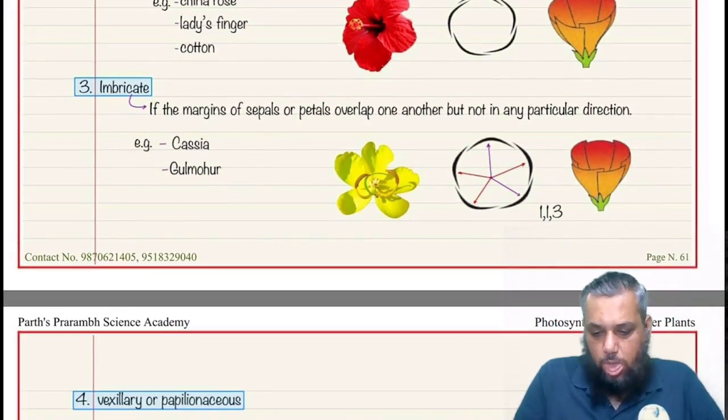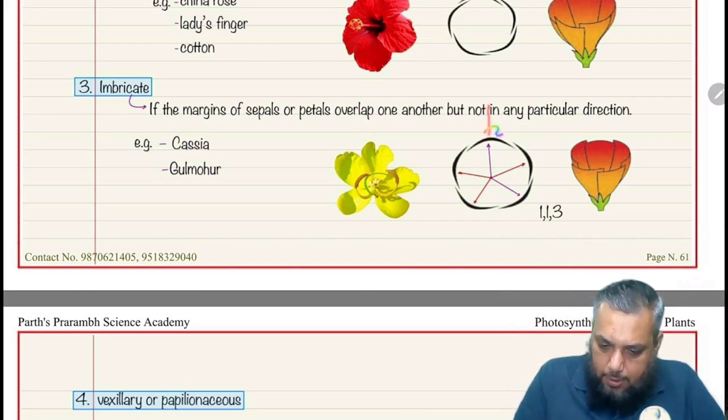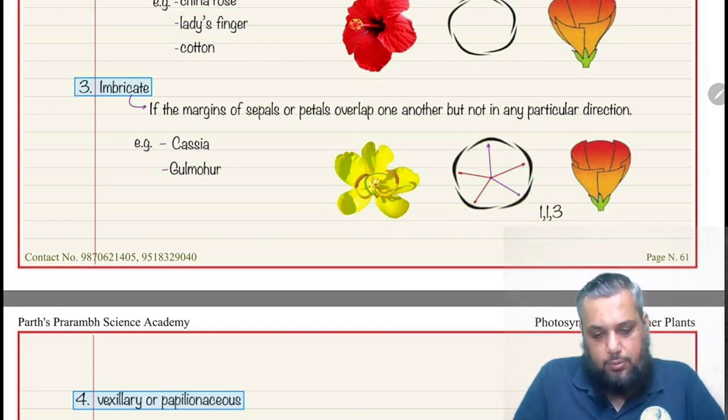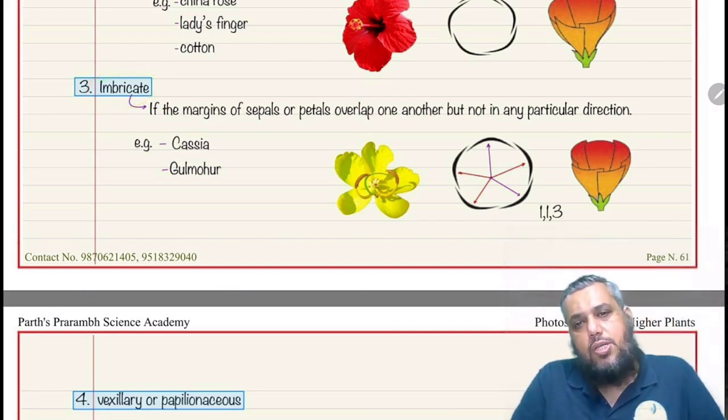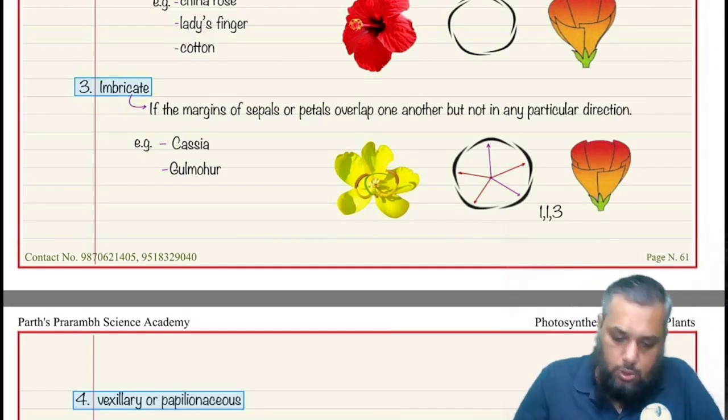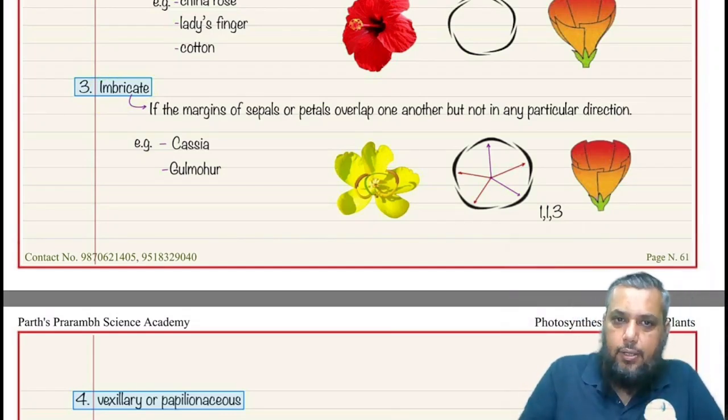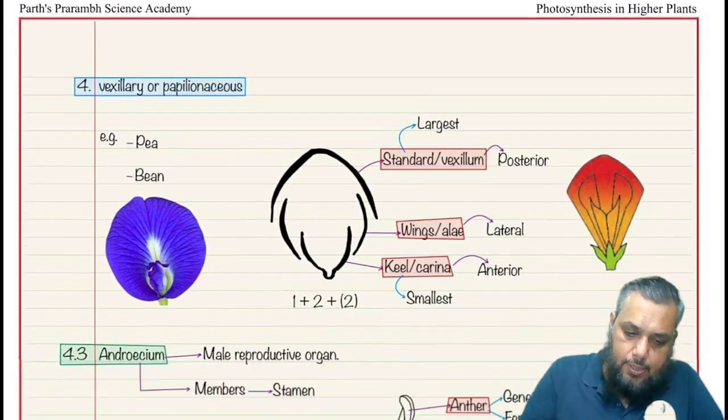Now look at this. What we observe over here is there is one sepal or petal which has been overlapped. So let us call it the inner one. Whereas if there is one which is overlapping on both the sides, it is the outer one. Rest you have overlapping and overlapped. So ये कोई particular direction में नहीं हो रहा. So such an estivation is called imbricate estivation, which is seen in the flowers of cassia and gulmohar. Do you recollect cassia किसके example में आया था इसके पहले?